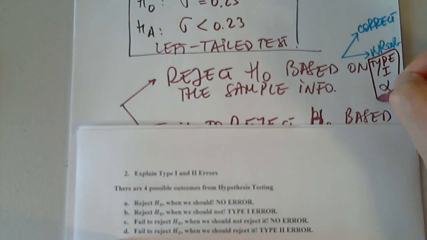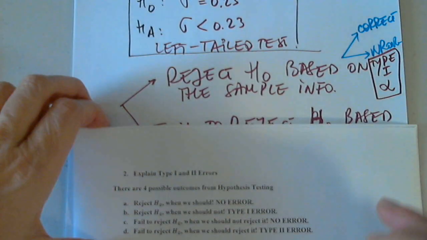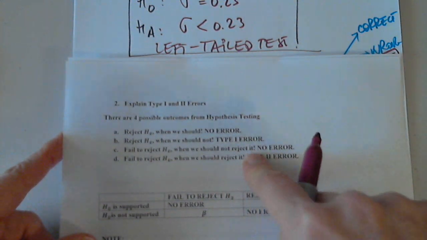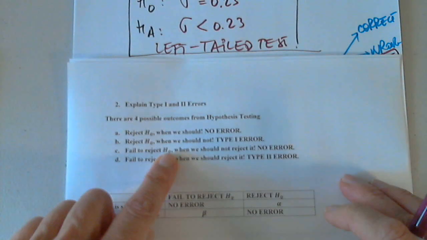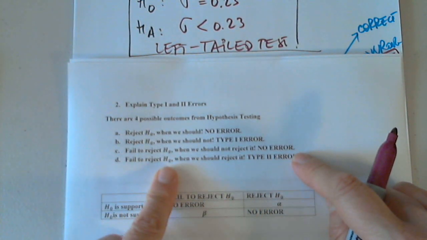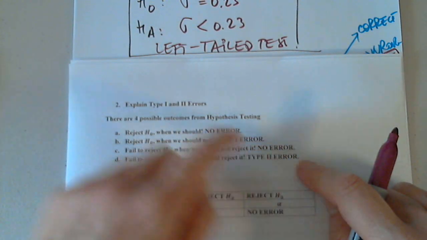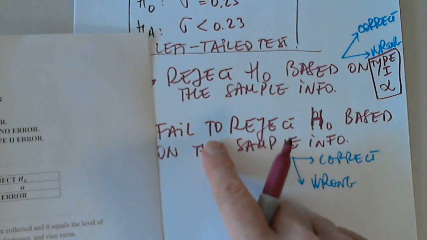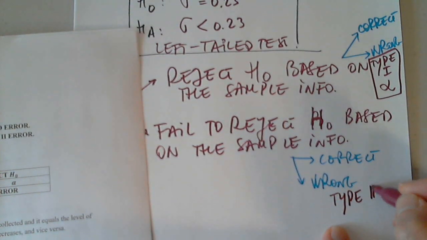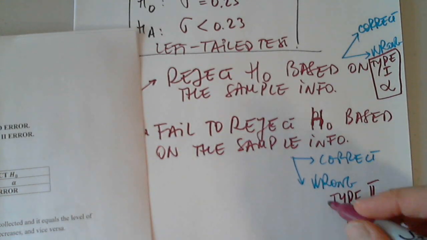What alpha? The alpha that we know from our past few weeks. I'll come back to it. Fail to reject the null hypothesis when I should not reject it. I didn't reject it and I shouldn't reject it. There is no error. But if I fail to reject the null hypothesis when I should reject it, then I'm making an error. I'm making a type 2 error, which will be denoted by beta.